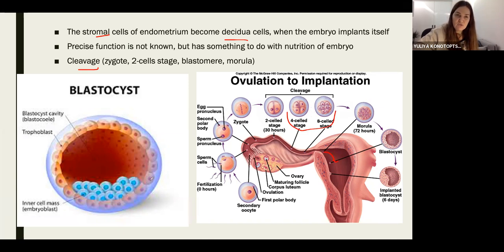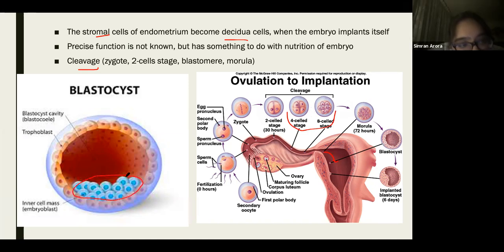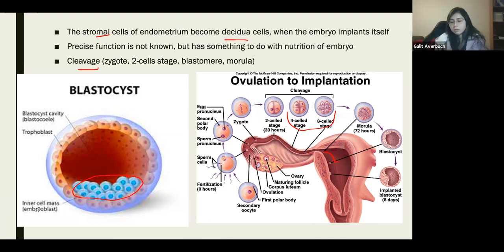Morula becomes blastocyst. What does blastocyst consist of? What is this? Inner cell mass. Another name? Embryoblast. Another name?